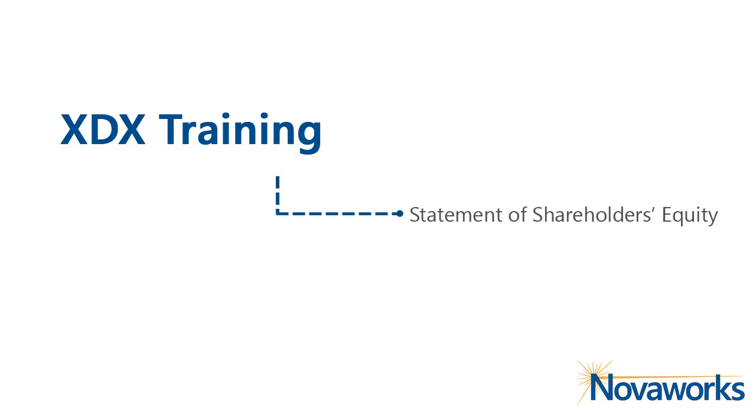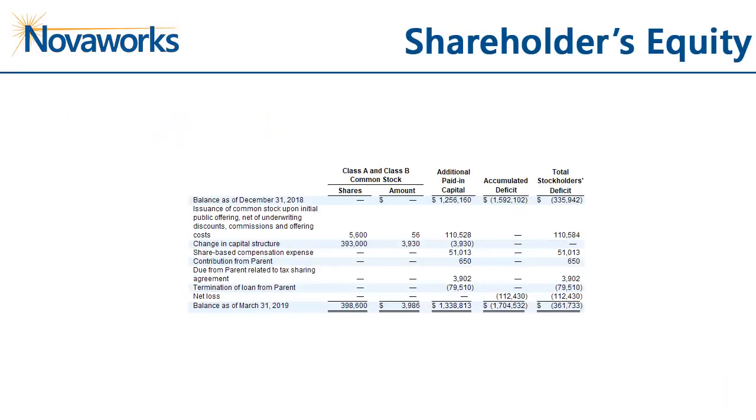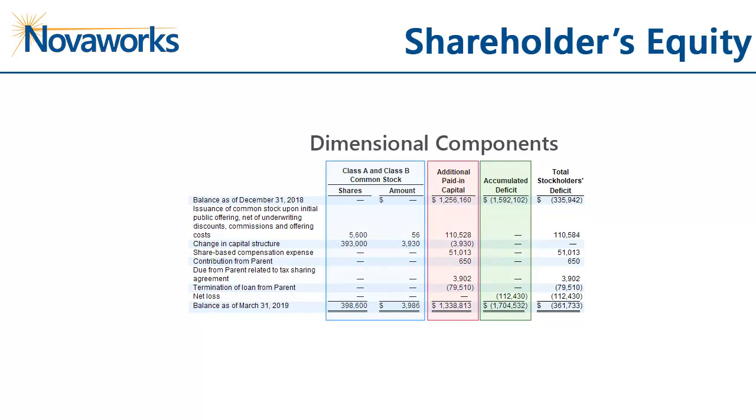In this video, we will demonstrate how to tag a statement of shareholders' equity or deficit. First, let's go over the structure of an equity table. For the shareholders' equity table, each column represents a dimensional component of the shareholders' equity element. Columns that represent different types or classes of stock can have multiple columns for shares and amount.